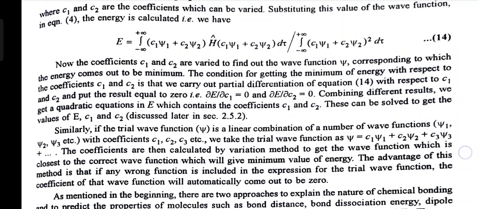The condition for getting the minimum of energy with respect to the coefficients c1 and c2 is that we carry out partial differentiation of equation number 14 with respect to c1 and c2 and put the result equal to 0. That is, del E by del c1 equals 0 and del E by del c2 equals 0. Combining different results, we get a quadratic equation in E, which contains the coefficients c1 and c2. These can be solved to get the values of E, c1 and c2, discussed later in section 2.5.2.